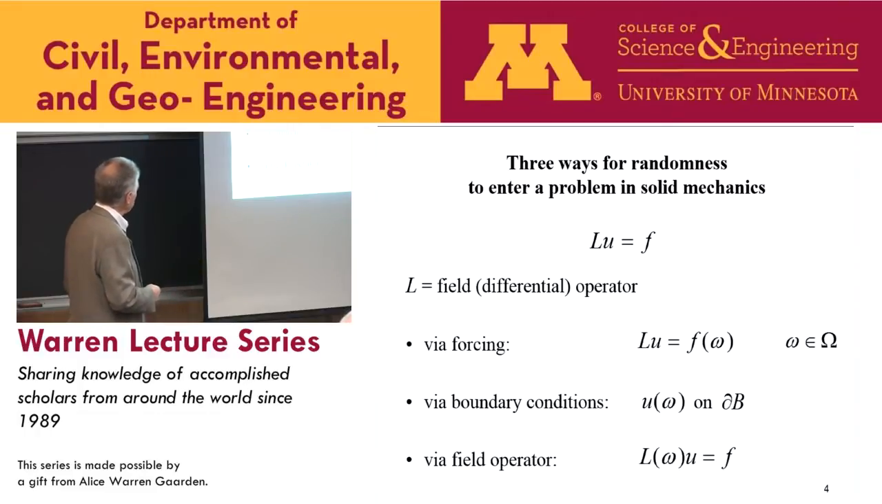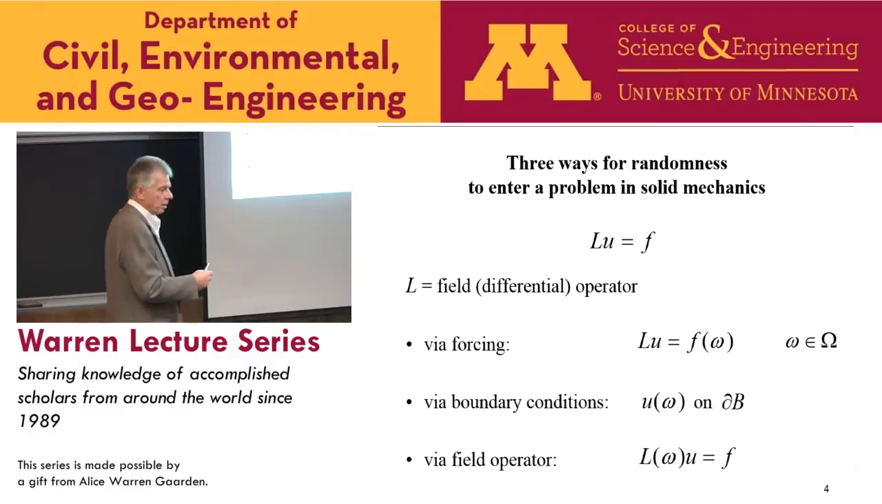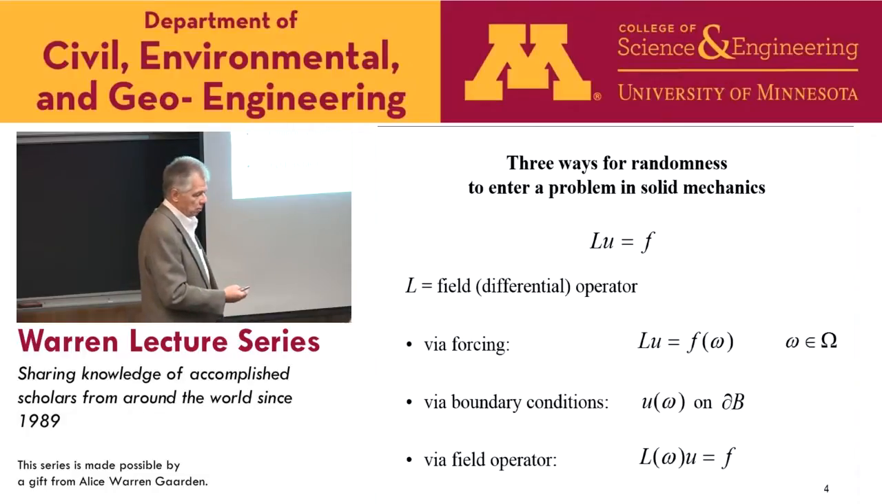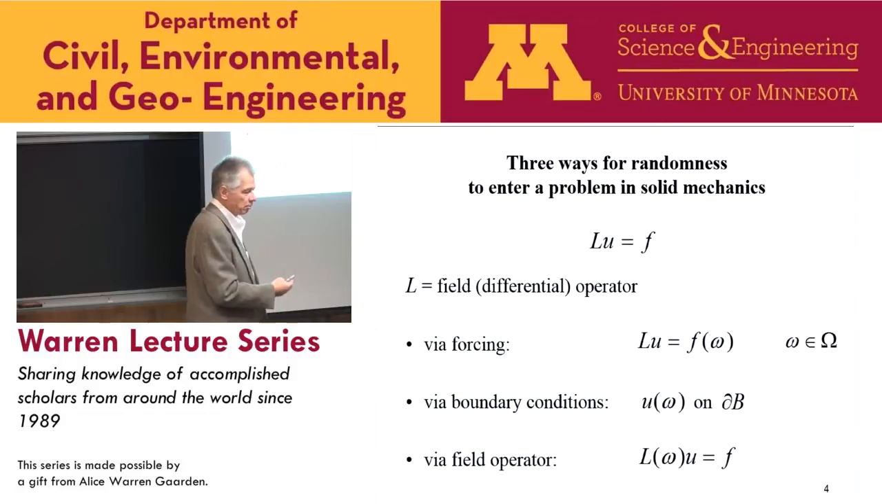Another possibility is to introduce randomness through boundary conditions, whatever boundary conditions, displacement, traction, mix, and so on. And the third possibility is to have randomness in the operator itself. It's like saying that the Lamé coefficients are not constants, but are random fields. So this is one of the things that motivates me here.